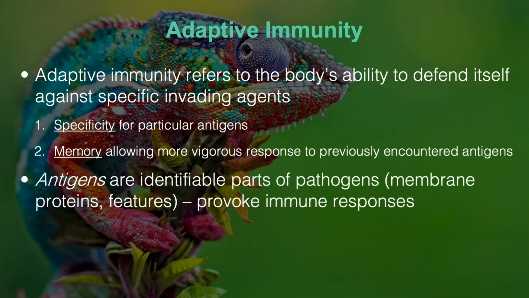Now I want to make clear, we've used the word pathogen before, we're using antigen now. Antigen is simply the part of a pathogen that triggers the response. It could be the whole cell. It could be a bacterial cell. It could be a protein. It could be a toxin that's released. But it's the thing that triggers the response.